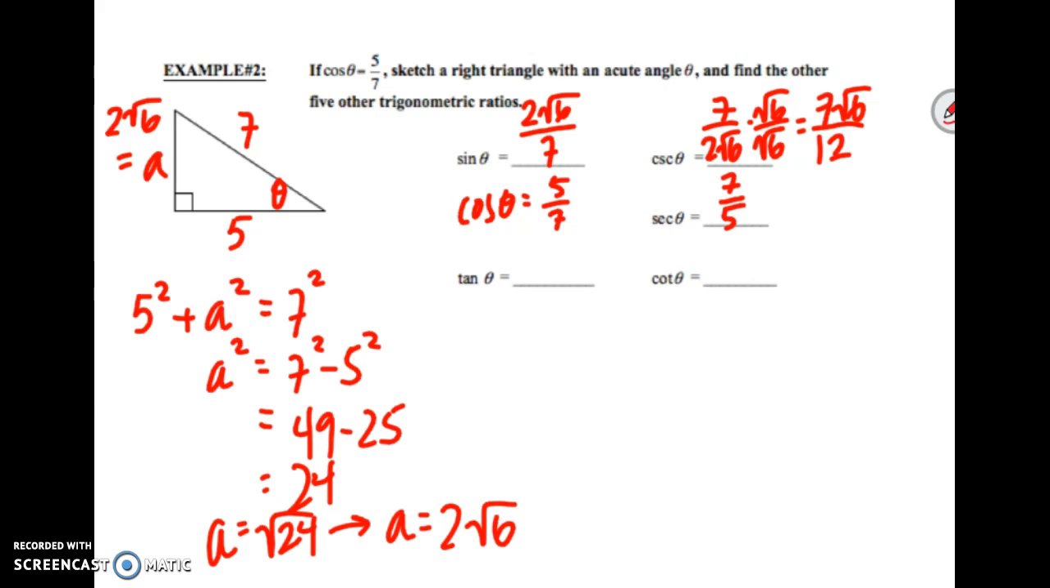Tangent is opposite over adjacent. So tangent is equal to 2 times the square root of 6 divided by 5. And cotangent is just the reciprocal of tangent, so we have 5 divided by 2 times the square root of 6. However, we need to rationalize the denominator, because we cannot have a radical in the denominator. So this simplifies to 5 times the square root of 6 divided by 12.